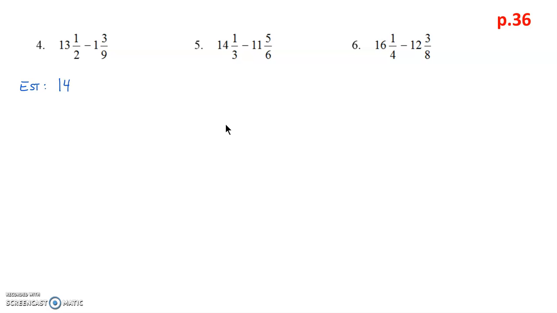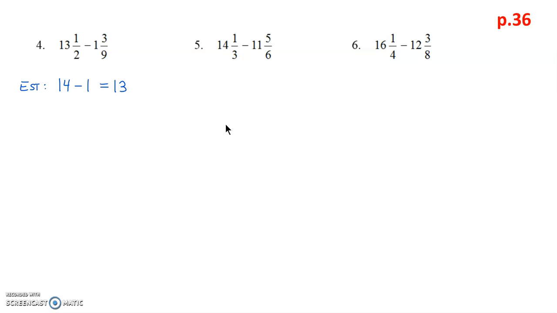So 13.5 is going to round up to 14, and 1 3/9, this one's not at halfway, 3 right, 6 wrong. That's the way I look at it. So that's going to round down to 1. So you should be getting an answer that's fairly close to 13. Remember, lowest common denominator in order to solve the actual.